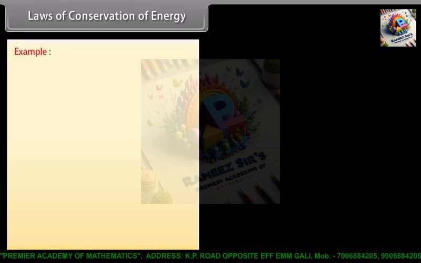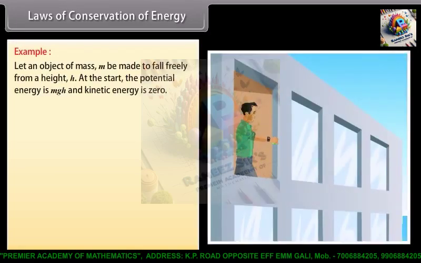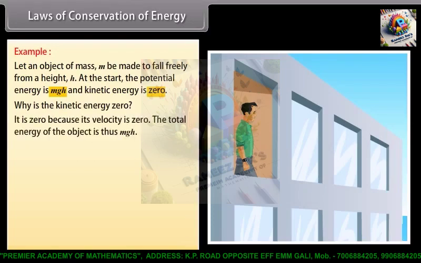Let us consider a simple example. Let an object of mass m be made to fall freely from a height h. At the start, the potential energy is mgh and kinetic energy is 0. Why is the kinetic energy 0? It is 0 because its velocity is 0. The total energy of the object is thus mgh.